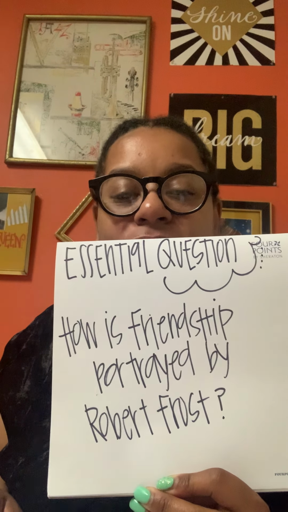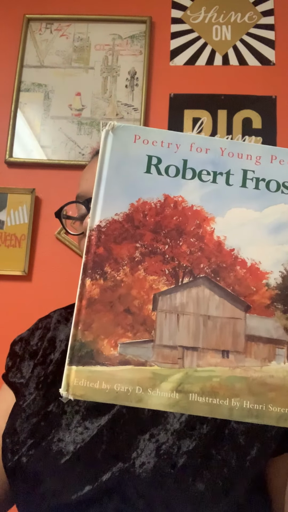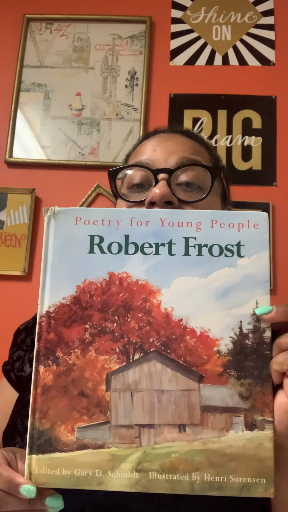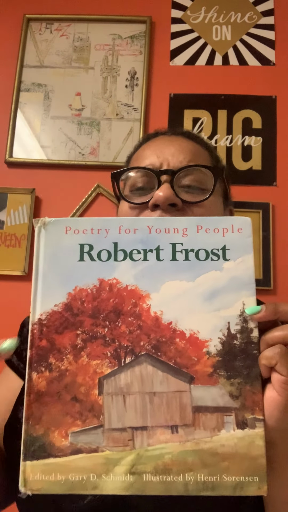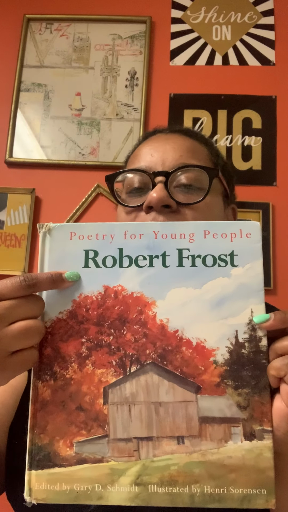Today we're going to begin with this essential question. How is friendship portrayed by Robert Frost? So how does he portray friendship? Today we're going to read two poems. One is called A Time to Talk, and the other is called The Mending Wall. Both come from this text. Do you see this name, Robert Frost?